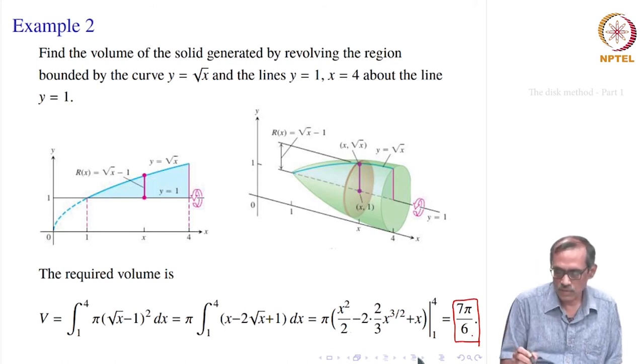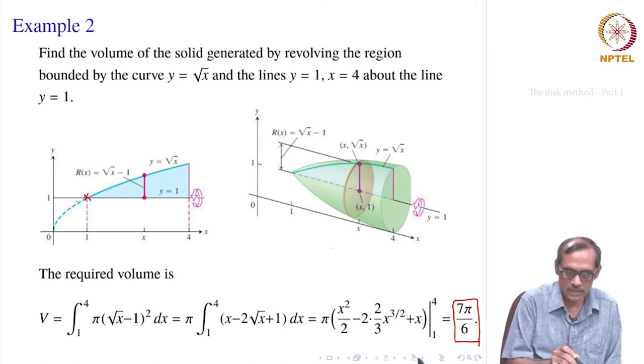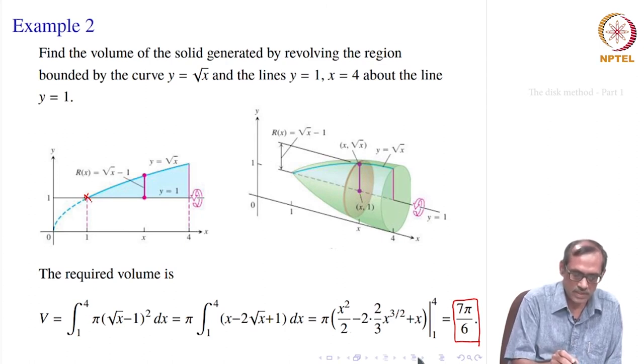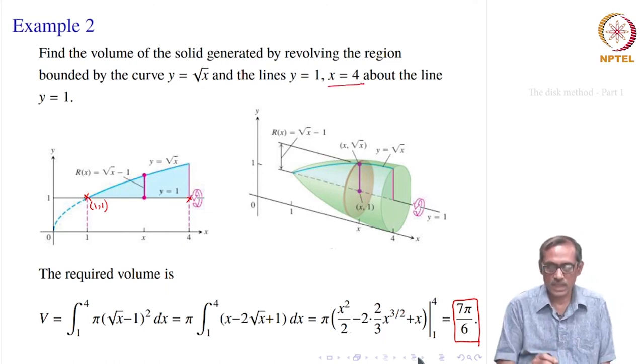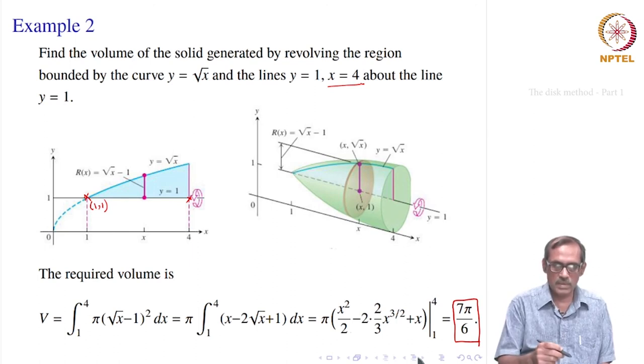Here, as you see, we have to really find the limits for integration, and the limits come from the point obtained by the intersection of the curve and the line y equal to 1. In some problems it might be given from which line to which line, but here it is not given, it is just about the line. So we have to find it out, and that turns out to be: y equal to 1 crosses the curve y equal to root x at the point 1 comma 1, and we get the limit for x as 1, and the other side, of course, is x equal to 4, as given in the problem. That is how we get the limits. So we have to get the limits, and we have to get the radius of that cross sectional area, which is a disc, and then plug it in the formula.